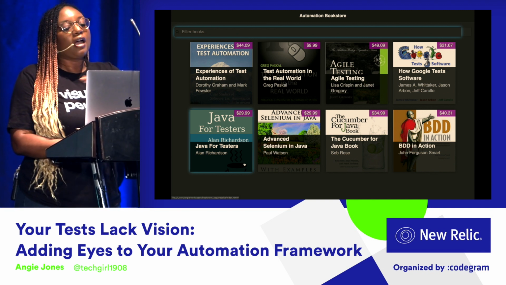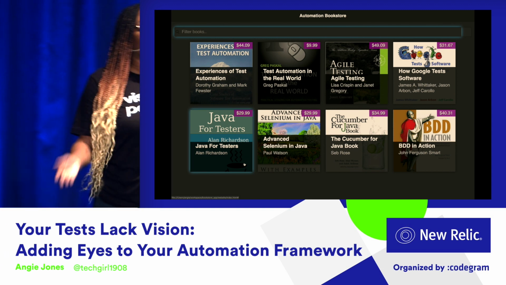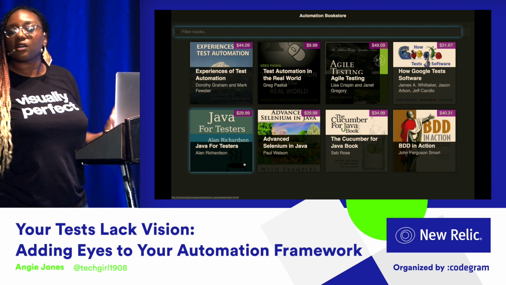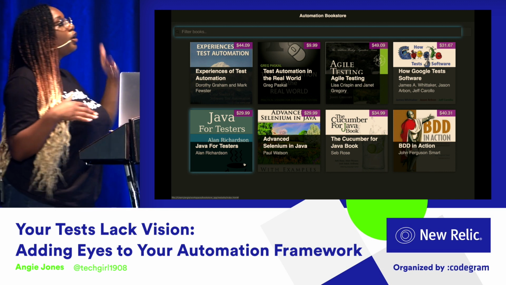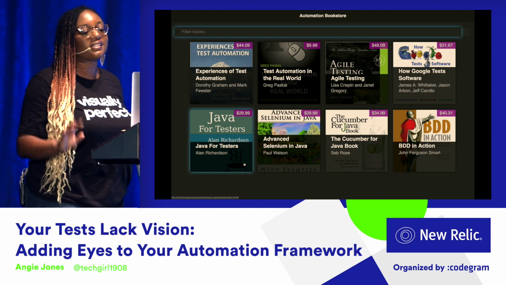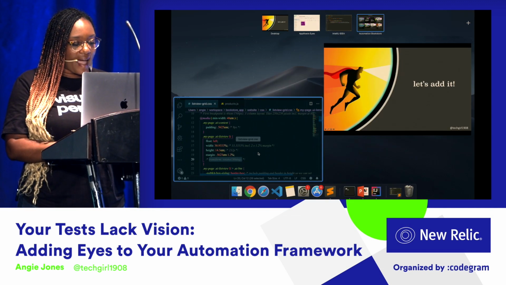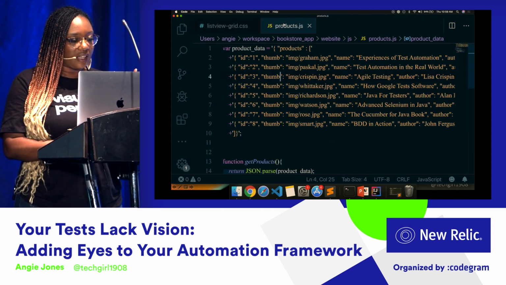All right? Now, what about if your app is dynamic? For example, what if the order of these books changes every time you load this? Well, you might think that you can't use visual testing, but haha, you can, okay? So let's go back and mess with the code again.